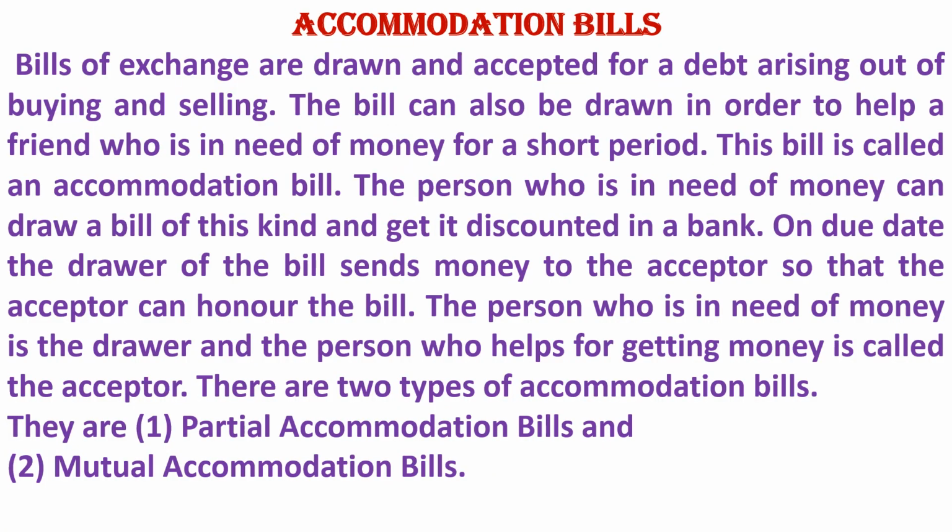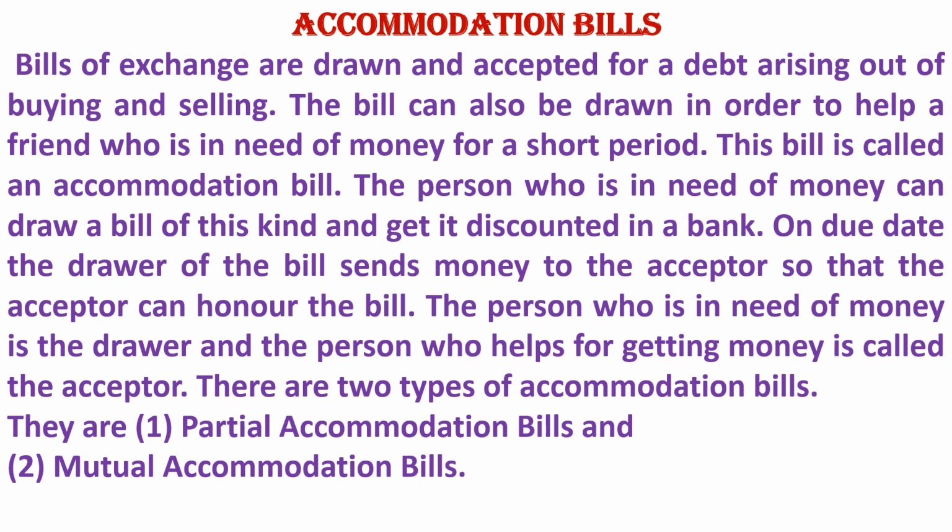Accommodation bills. Bills of exchange are drawn and accepted for a debt arising out of buying and selling. The bill can also be drawn in order to help a friend who is in need of money for a short period. This bill is called an accommodation bill. The person who is in need of money can draw a bill of this kind and get it discounted in a bank. On due date, the drawer of the bill sends money to the acceptor so that the acceptor can honor the bill. The person who is in need of money is the drawer, and the person who helps for getting money is called the acceptor.